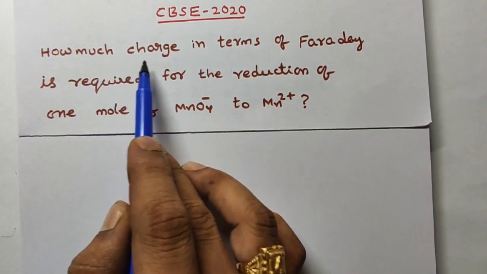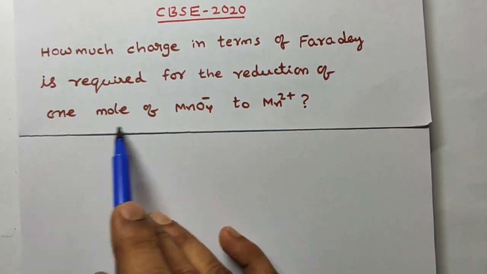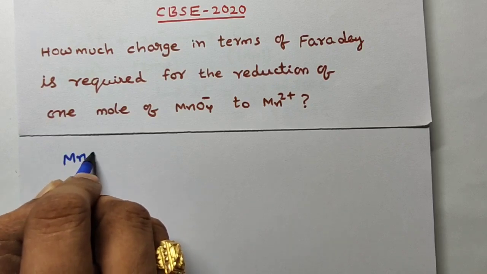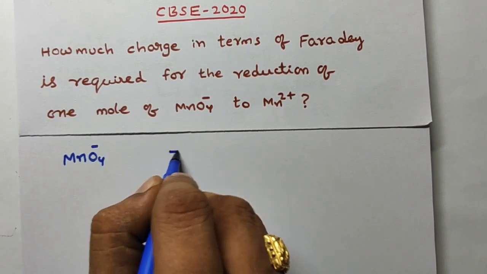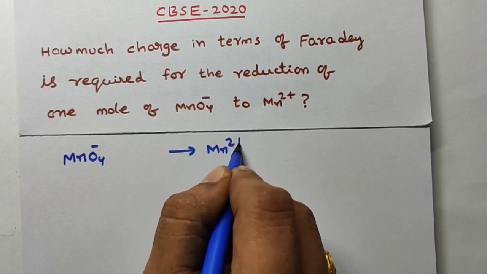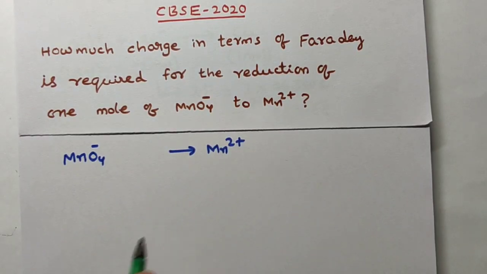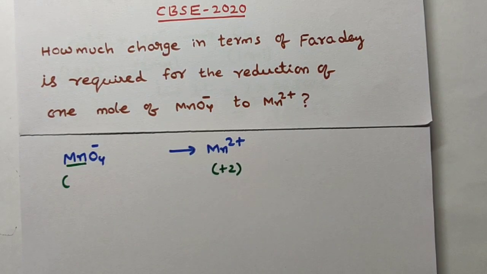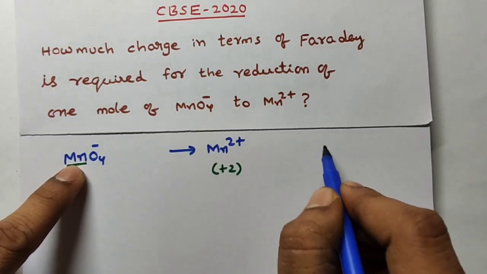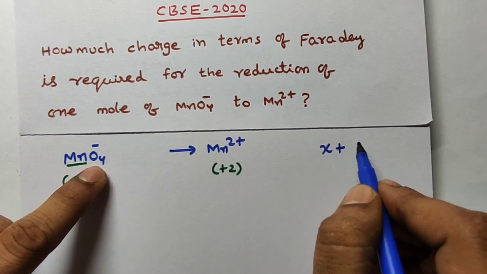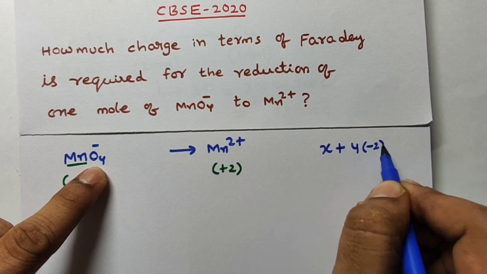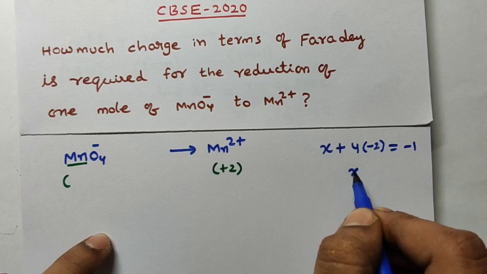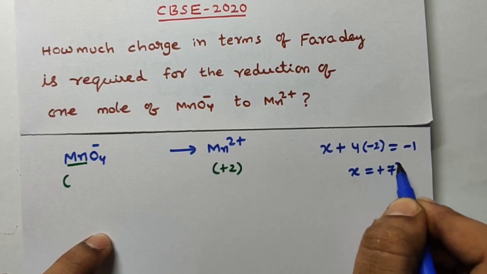CBSE 2020. How much charge in terms of Faraday is required for the reduction of 1 mole of MnO4- to Mn2+? So here MnO4-, called permanganate, is converted into Mn2+. What is the charge of Mn2+ here? The charge is plus 2. What about the manganese in MnO4-? Here I will tell you how to calculate. Take manganese as unknown X, 4 oxygens each minus 2, equal to the charge on the compound, minus 1. Then X equals plus 7.